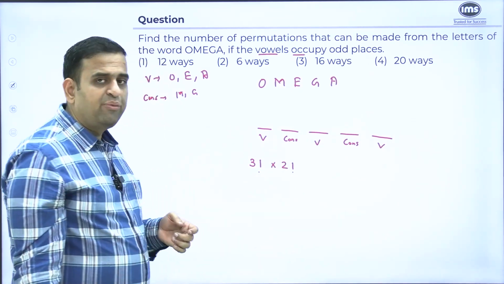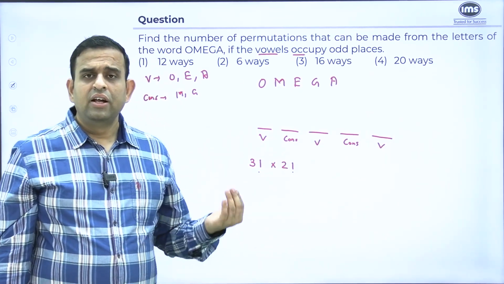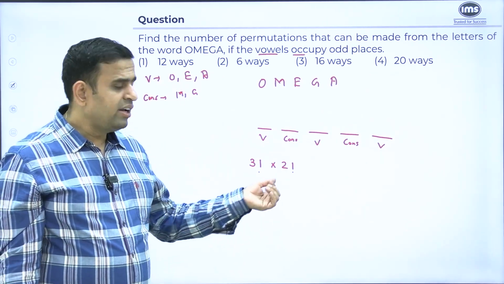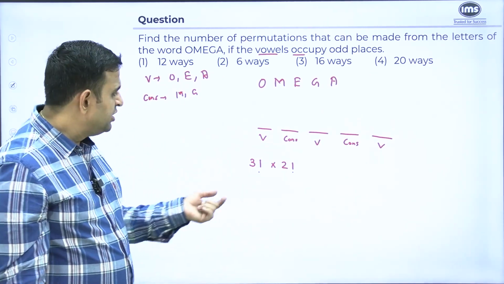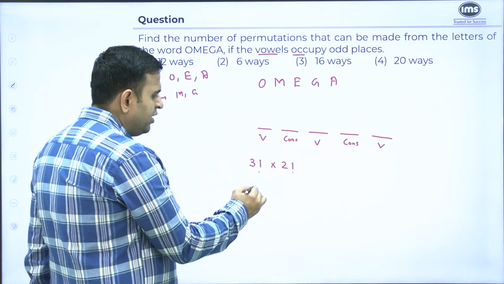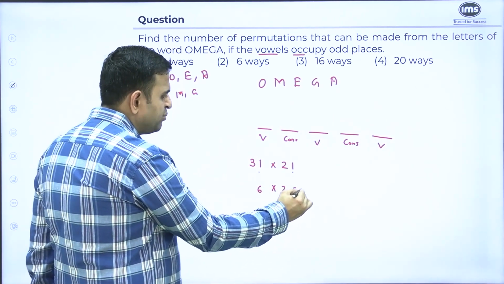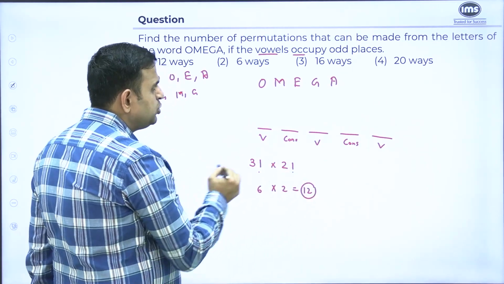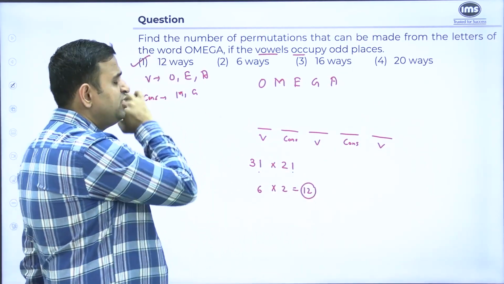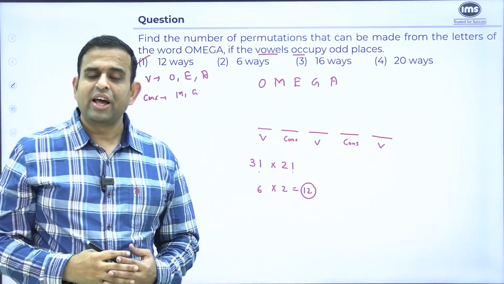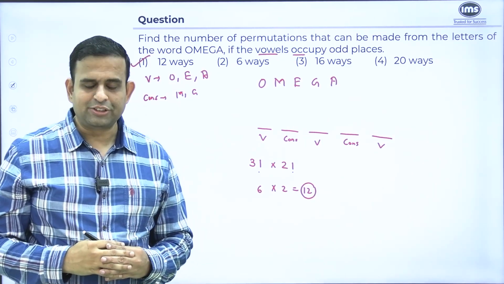So three vowels can be arranged in 3 factorial ways, and the two consonants basically, one can say, in 2 factorial ways. So this particular term 3 factorial is known to us as 6. This number is 2. 6 times 2 is 12. Hence 12 ways. So one can safely choose to mark option number 1 as the answer for this particular question.